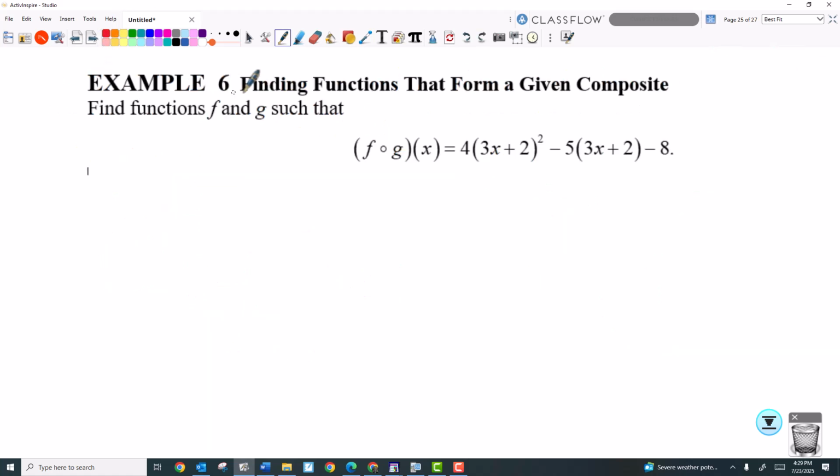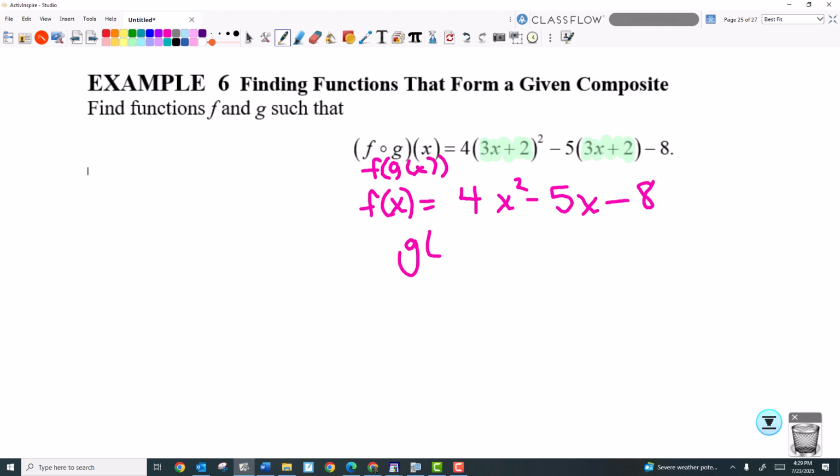Last one, you're finding functions that form the composite. So the question is, what did they put inside of what? It looks like they put 3x plus 2 inside of 4x squared minus 5x minus 8. So this is the outside function, and f circle g means f of g of x, and then your inside function, your g of x, would be 3x plus 2.